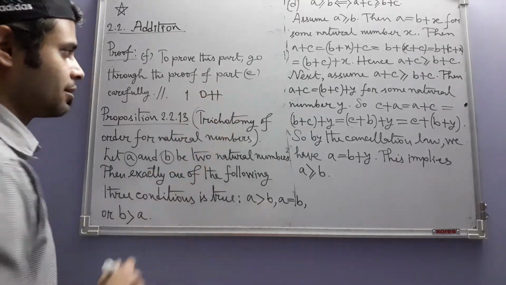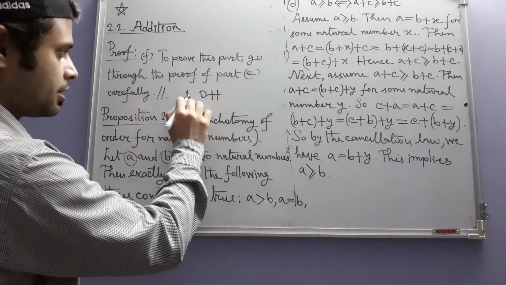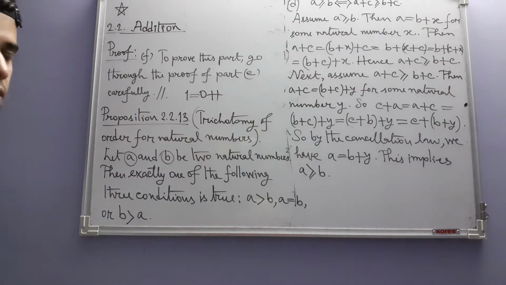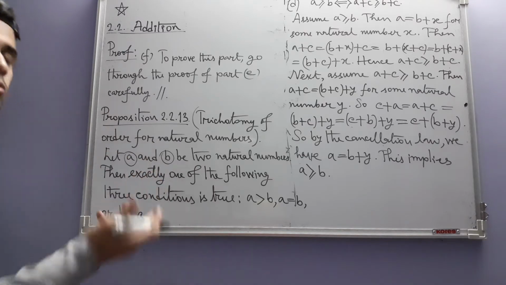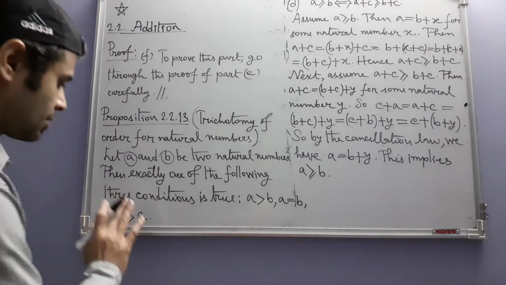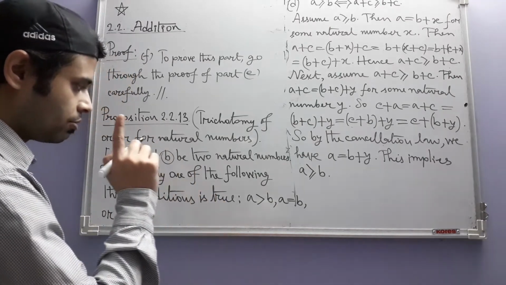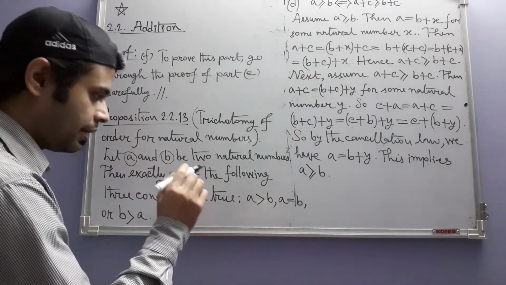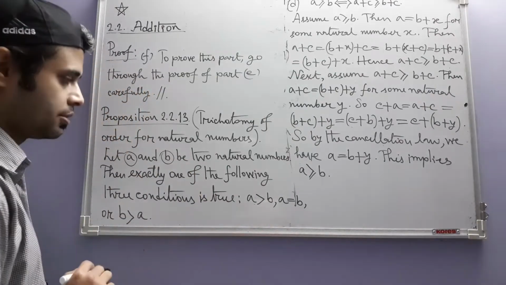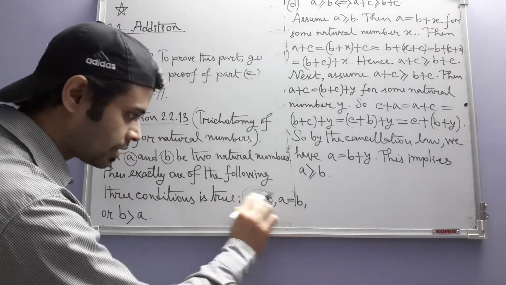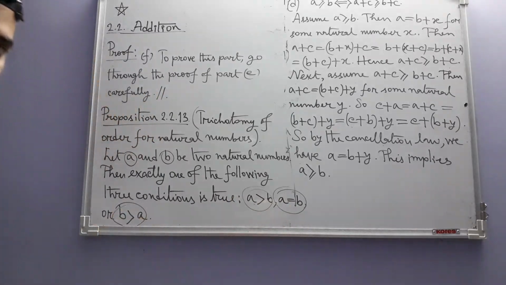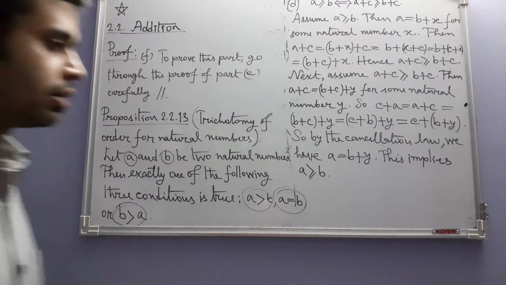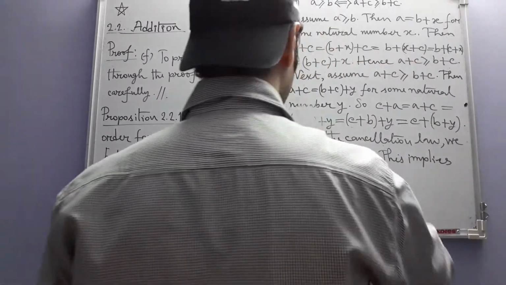0++ are two symbols, they represent the same natural number. It's like the same person has two names. So if A and B are given, then exactly one of these three conditions is true: either A is greater than B, or A is equal to B, or B is greater than A. This is called the trichotomy for order relation on the natural numbers, and this we are going to prove.